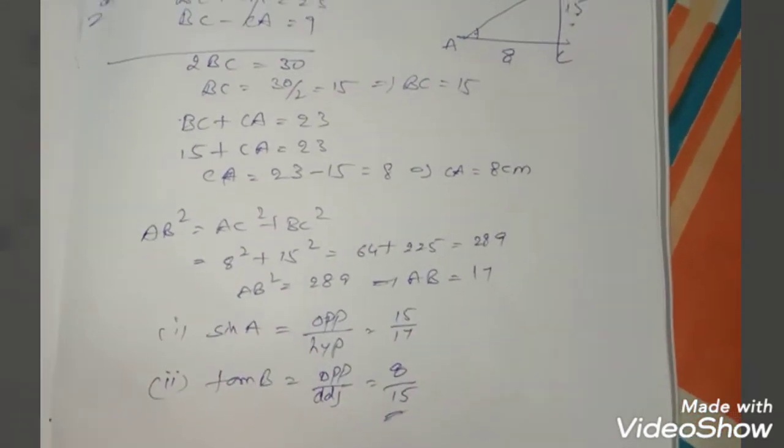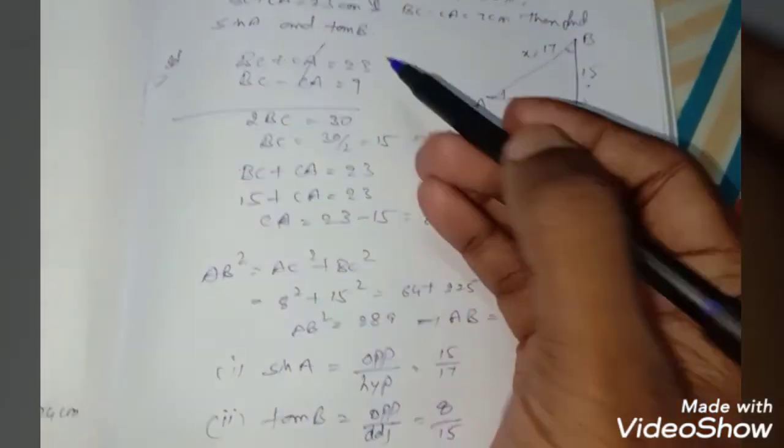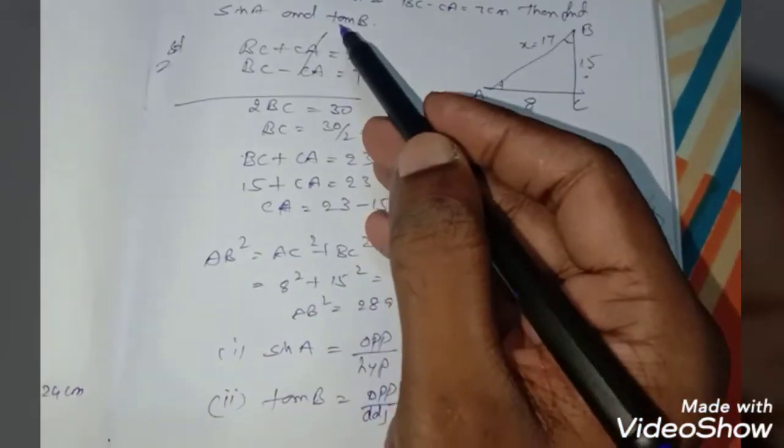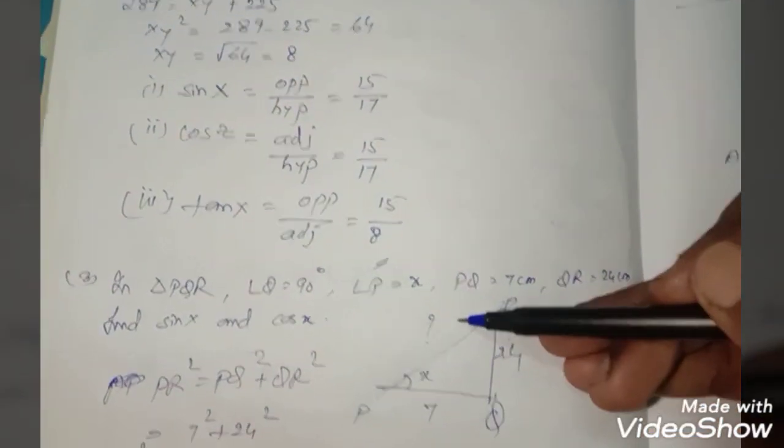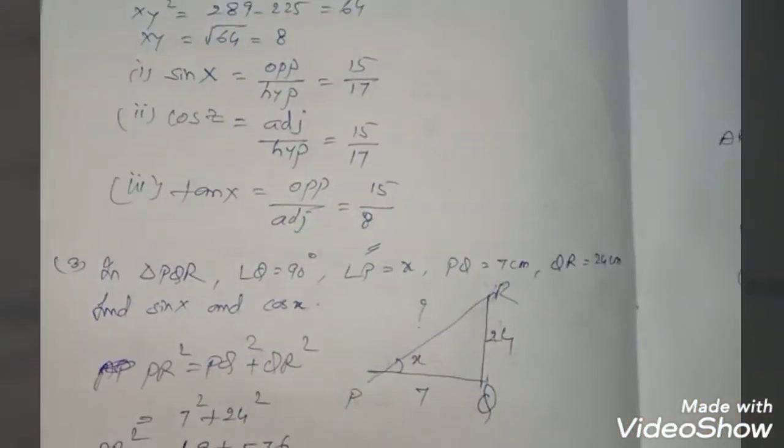So like this we are finding your ratios if it is given in terms of equations, and sometimes you will get problems like this, right? Hope you people have understood all these problems.